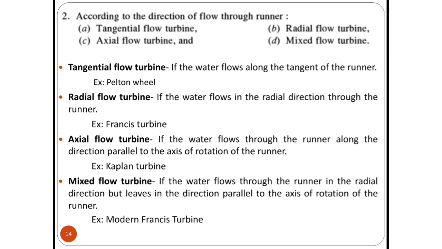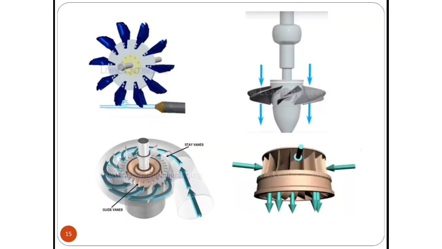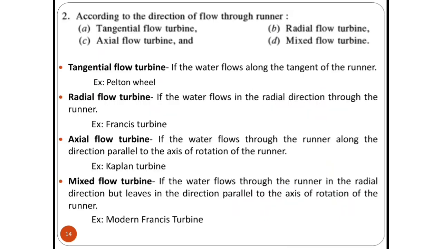Next one is a mixed flow turbine. Here water flows to the runner in the radial direction, but when it leaves the vane, it leaves in the direction parallel to the axis of rotation. So mixed flow reaction turbine is nothing but a combination of these two, that is, a combination of radial flow and axial flow. While it enters, it follows the radial flow. You can see here radial flow. When it leaves, it follows axial flow. So this is called a mixed flow reaction turbine. The modern Francis turbine is an example for the mixed flow reaction turbine.